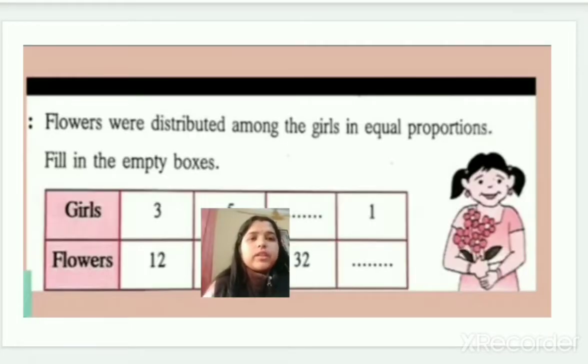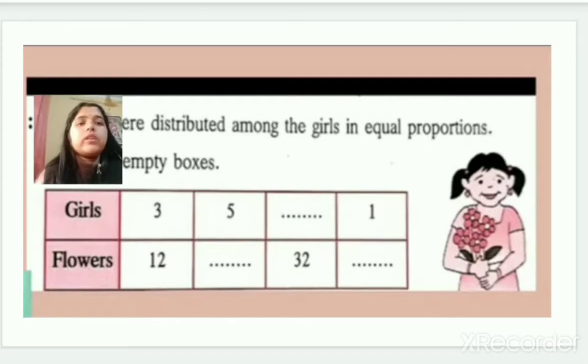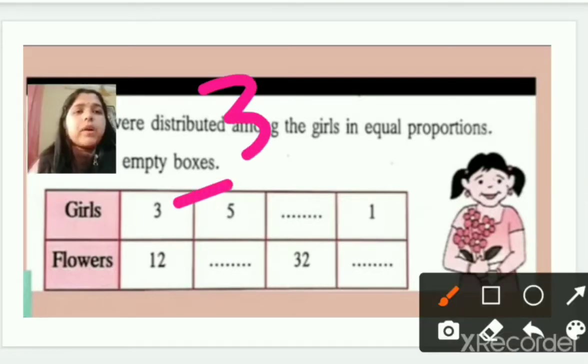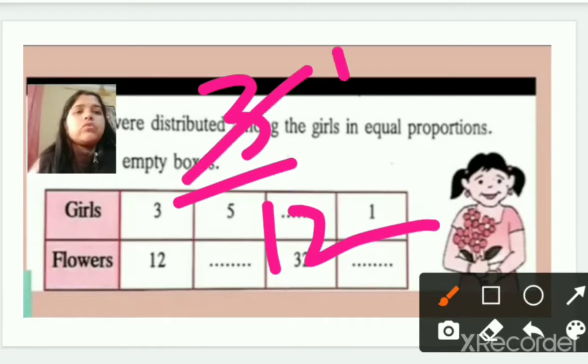Now the next question is: flowers were distributed among the girls in equal proportions. Fill in the empty boxes, right? It is given that flowers are distributed in equal proportion, so our answer is in equal ratios. How will you solve this? The first one is 3 by 12. So 3 1 is 3 and 3 4 is 12.